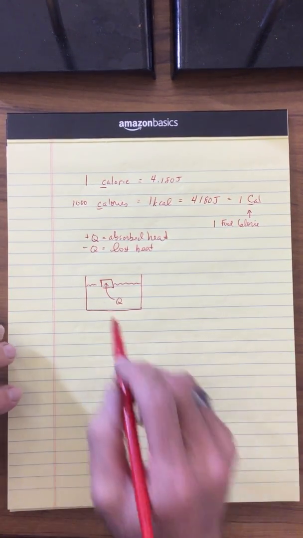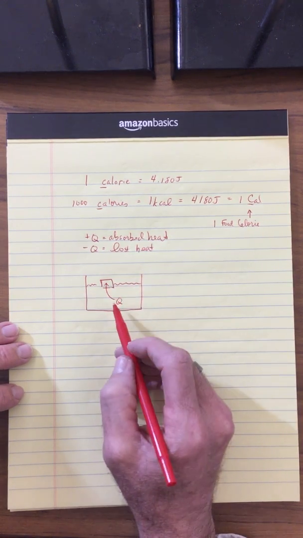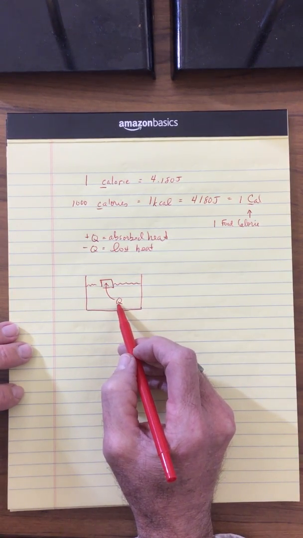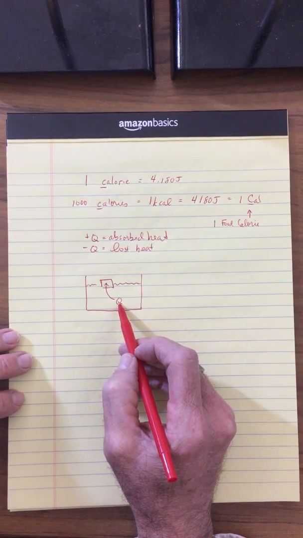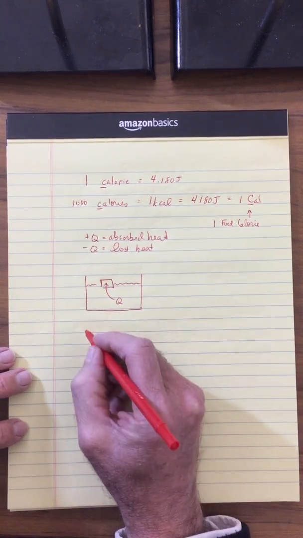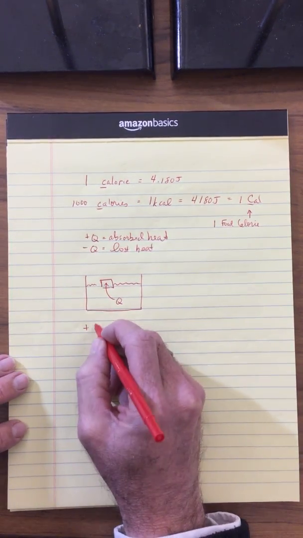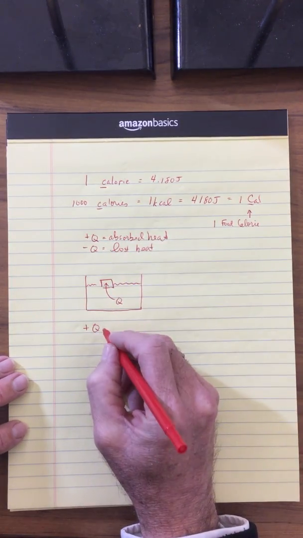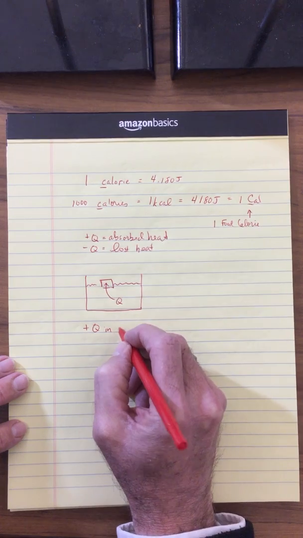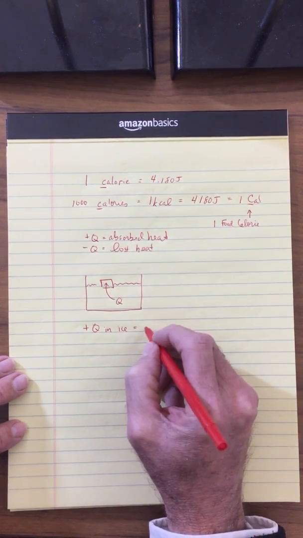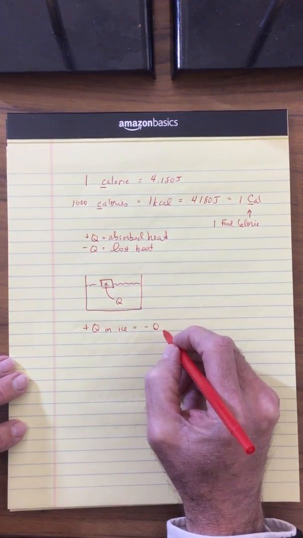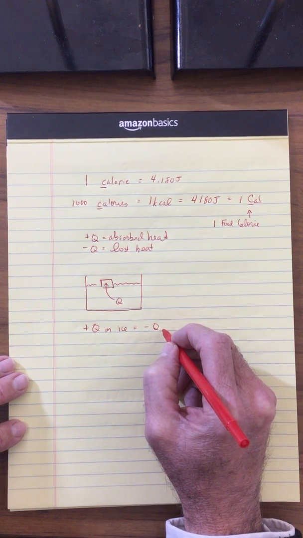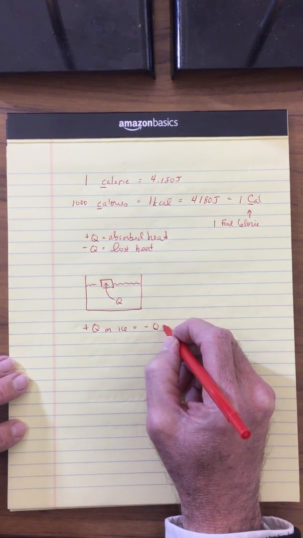The heat that is gained by the ice is going to be equal to the heat that is lost by the water. So the positive Q, because that's going to be the heat being absorbed in the ice, the positive Q in the ice is going to be equal to the negative Q that's being lost from the water.